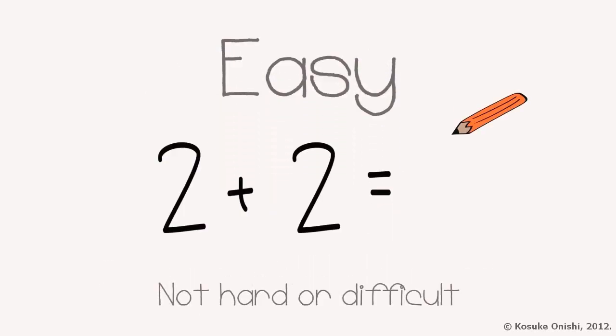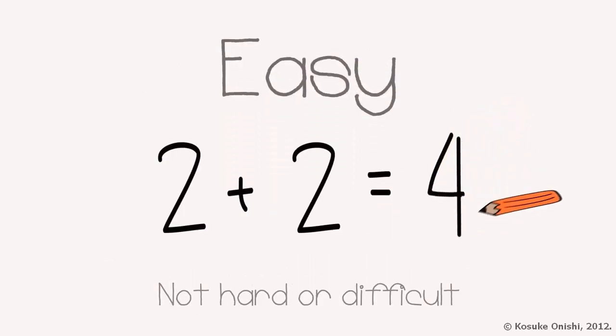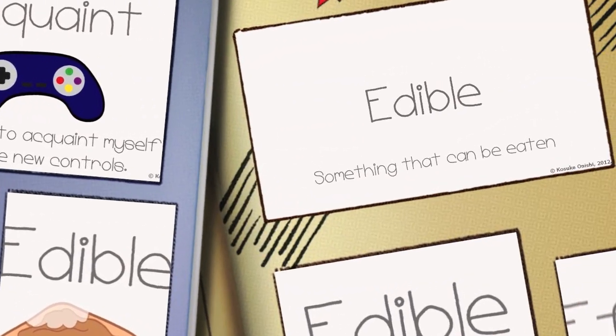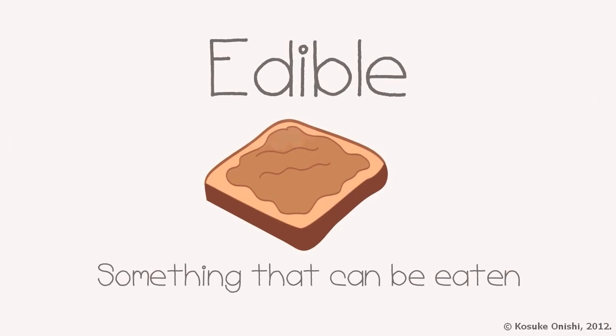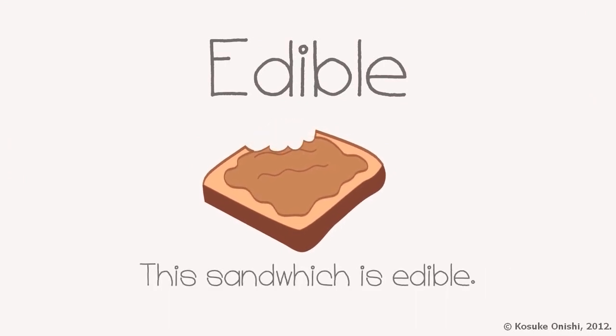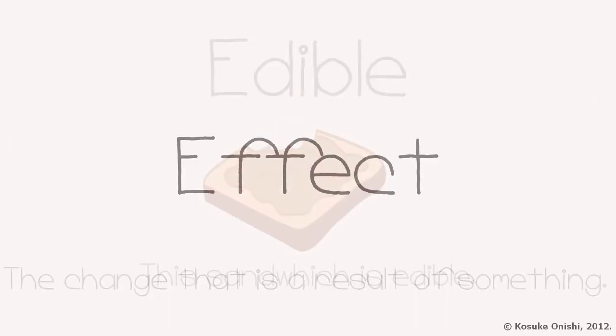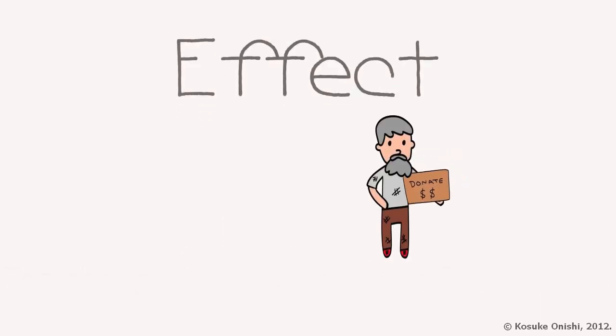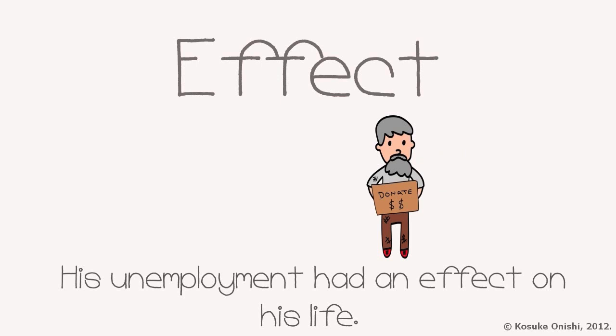Easy. Not hard or difficult. Math is easy. Edible. Something that can be eaten. This sandwich is edible. Effect. The change that is a result of something. His unemployment had an effect on his life.